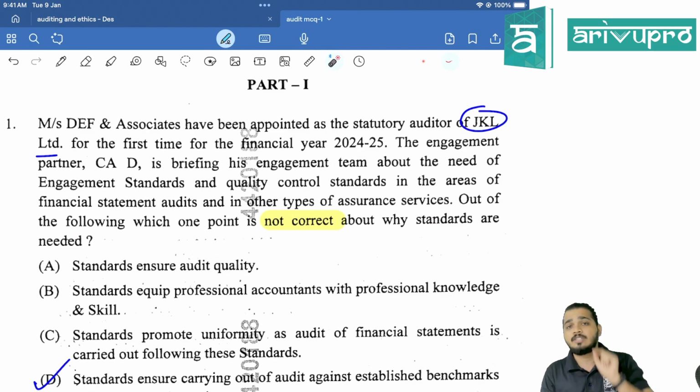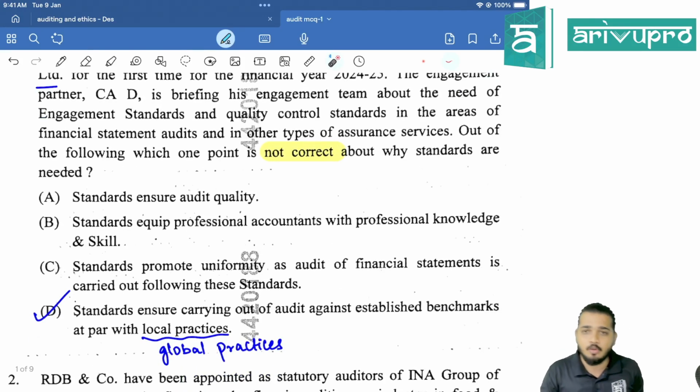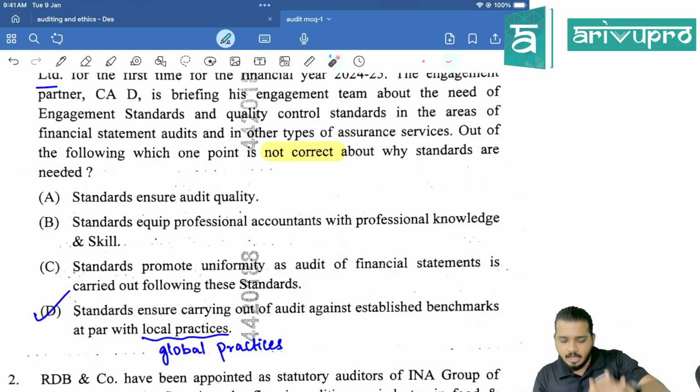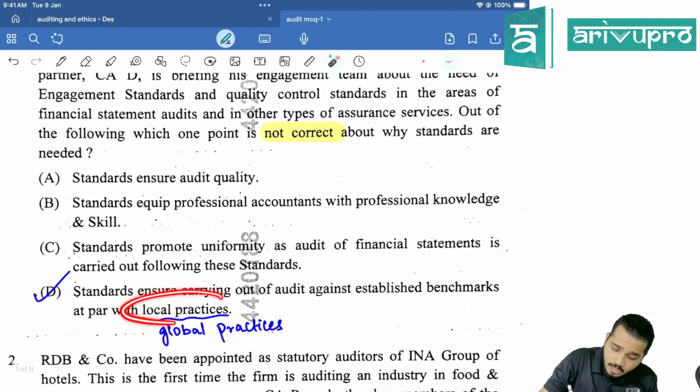In that, why standards are needed, in our classes in my material I've asked you a question itself, right? They're saying first one, standards ensure audit quality. Yes, for sure. Second, standards equip professional accountants with professional knowledge and skill. Definitely, correct. Third, standards promote uniformity as audit of financial statements is carried out following these standards. Pakka. Standards ensure carrying out of audit against established benchmarks and at par with local practices.